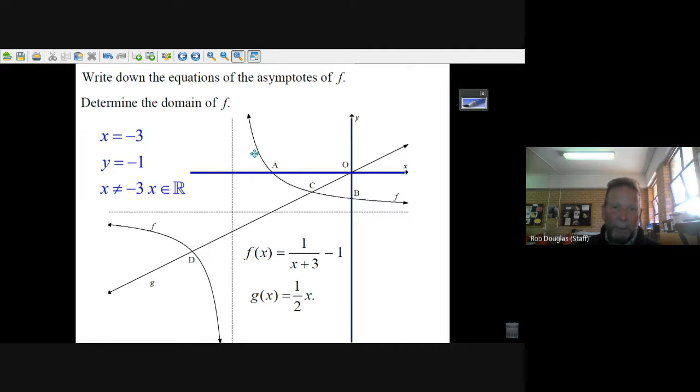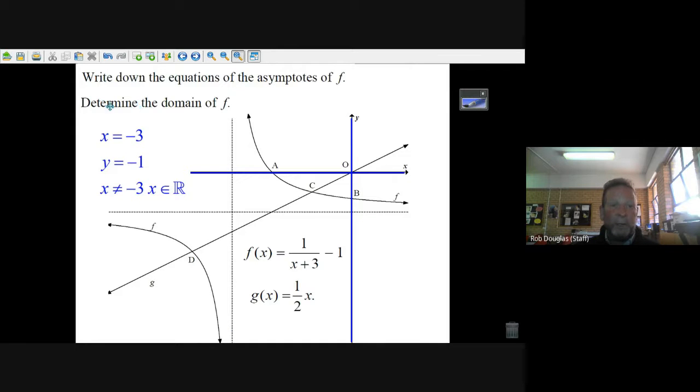That's the place that the graph can never touch. You see, if you put minus 3 in there, you'd have 0 in the denominator. That'd be undefined. It never gets to x equals minus 3, and y will never get to minus 1. Those are the two: y equals minus 1, and x equals minus 3. Those are your two asymptotes.